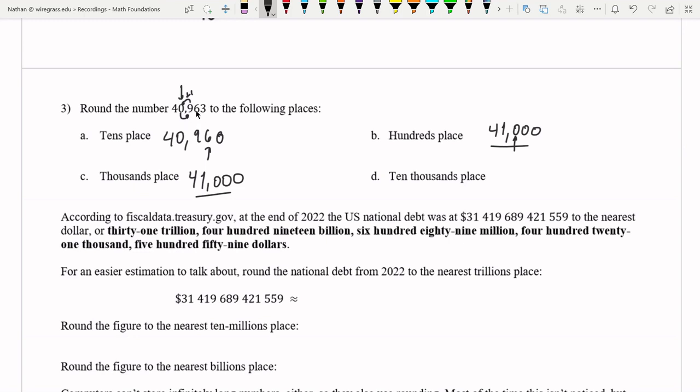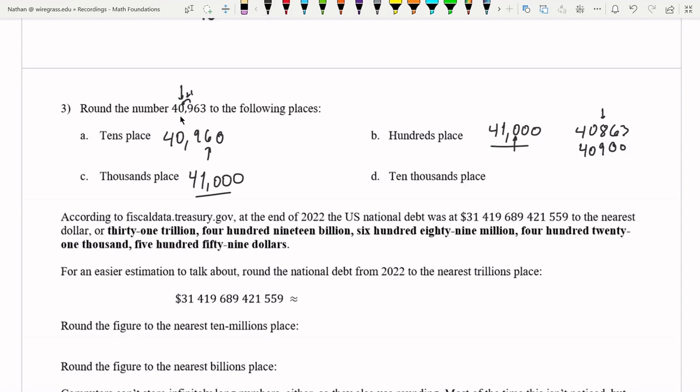If this was 8, for instance, if this was 863, then rounding it to this place here would end up giving you 40,900. But because of that 9 there, that's the reason why it got rounded up.